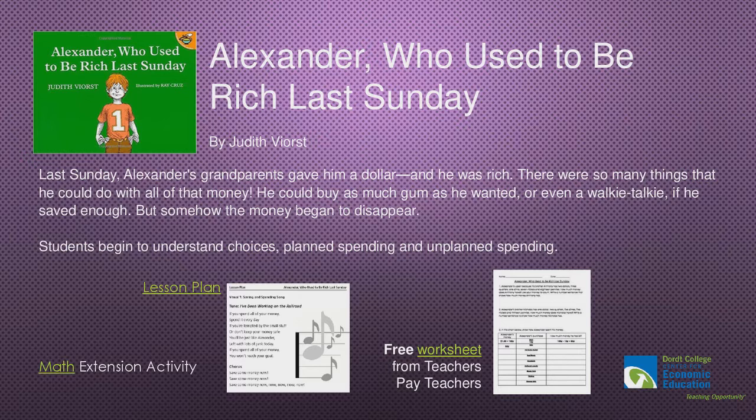In this book, Alexander, Who Used to Be Rich Last Sunday by Judith Viorst, Alexander has $1 and feels like he's rich, but the money quickly begins to disappear, and he has to make choices, and the students will begin to understand planned spending and unplanned spending. For this one, there is a math extension activity that we've included. There's a lesson plan, and there's a free worksheet from Teachers Pay Teachers.